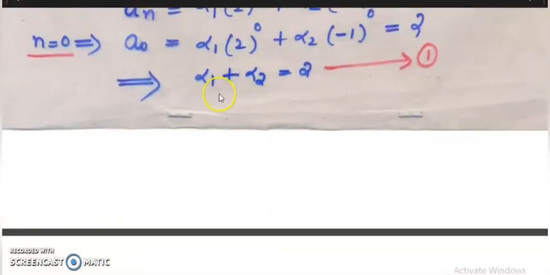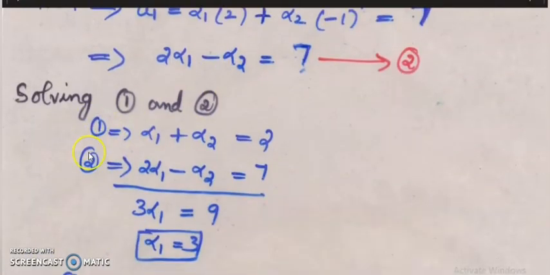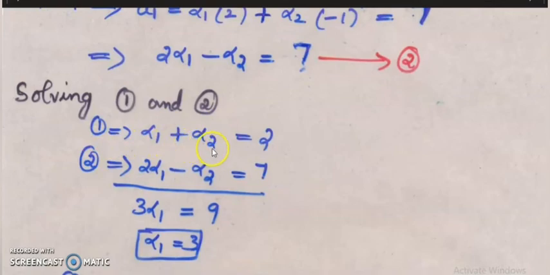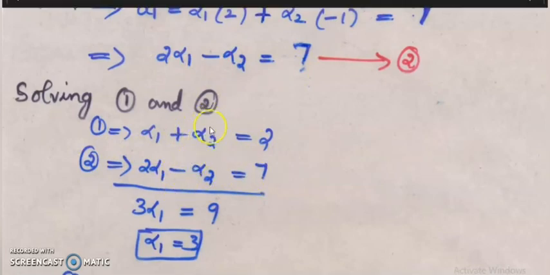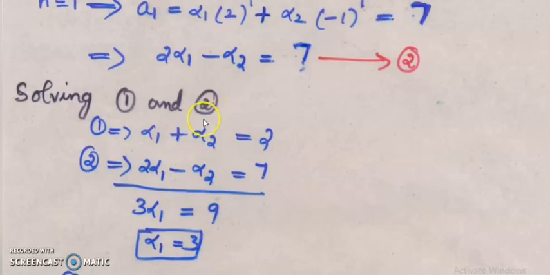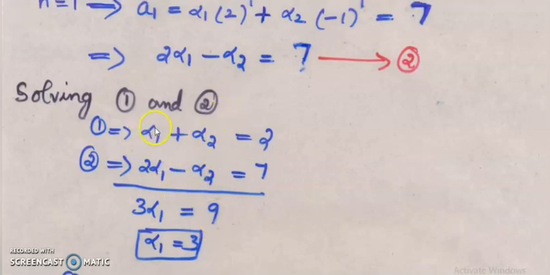So we have equation number 1, alpha 1 plus alpha 2 is equal to 2, and equation 2, 2 alpha 1 minus alpha 2 is equal to 7. Now let us solve 1 and 2. Adding these two equations, alpha 2 will be eliminated. You get 3 alpha 1 is equal to 7 plus 2, which is 9. So alpha 1 is equal to 9 divided by 3, which is 3.